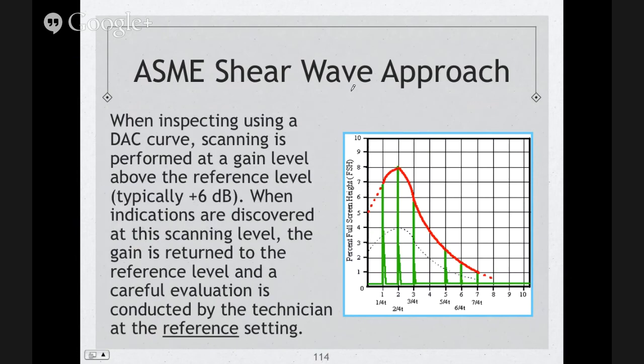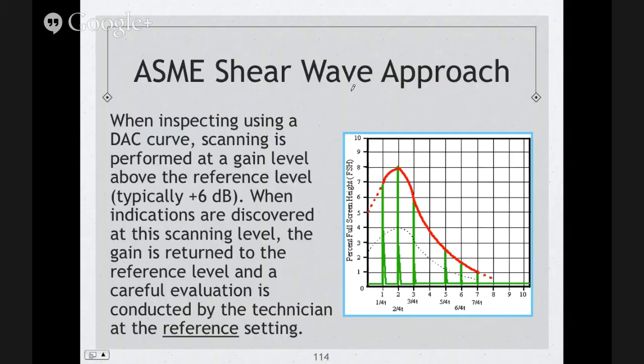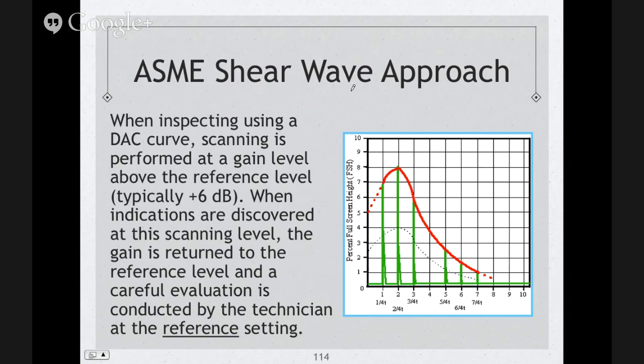When inspecting using a DAC curve, scanning is performed at a gain level above the reference level. So you usually put it 6 dBs more when you have a DAC curve. When you inspect, you crank up your gain 6 dBs. When indications are discovered at the scanning level, the gain is returned to the reference level and careful evaluation is conducted by the technician at the reference setting.